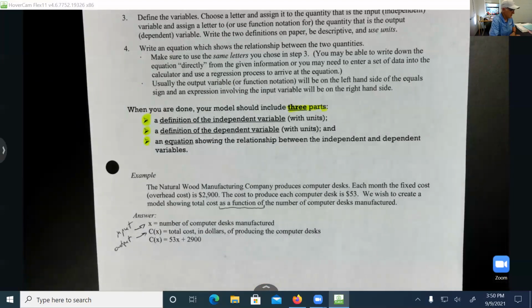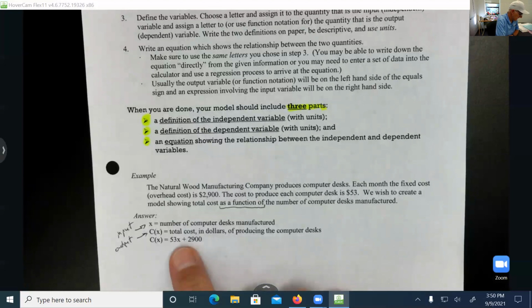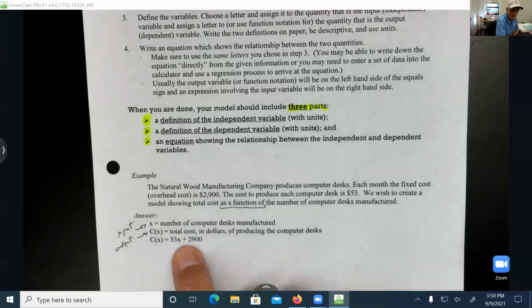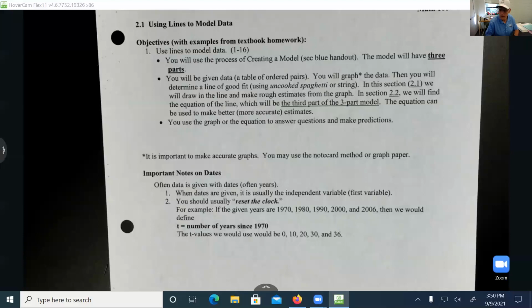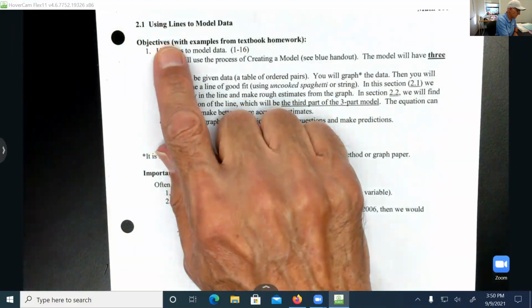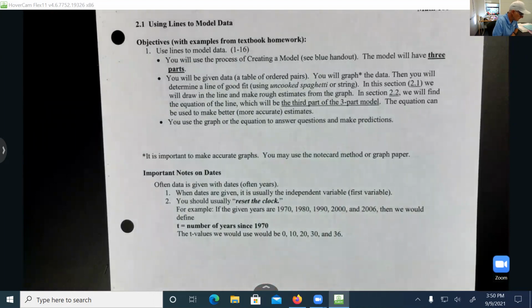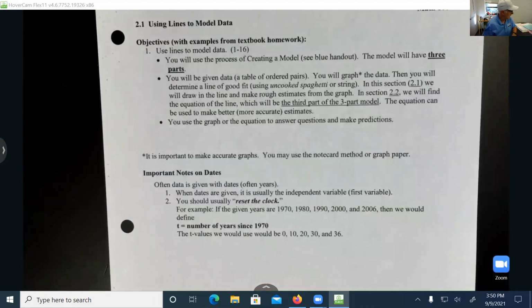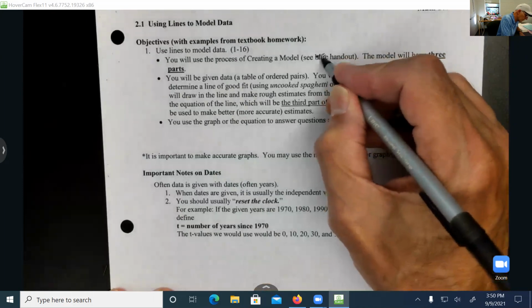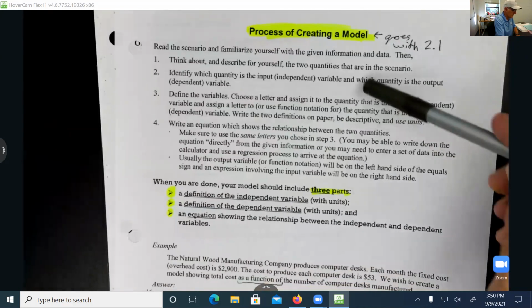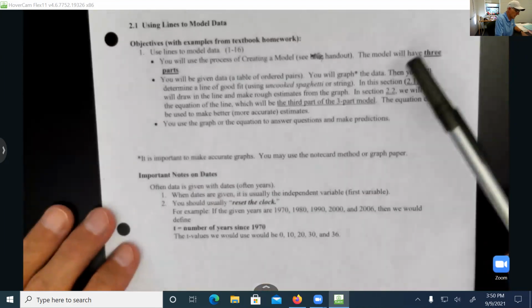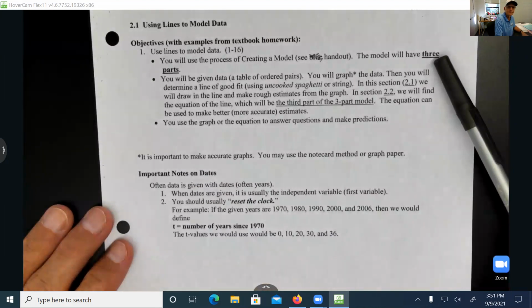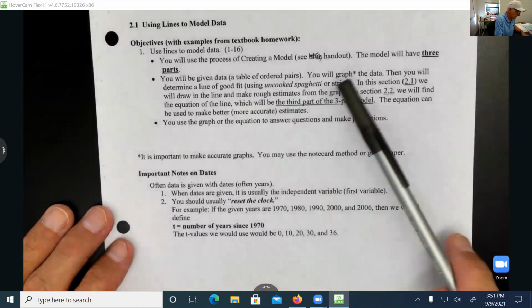So this is kind of an introduction to chapter 2. Now, I will say that here in 2.1, we are not going to be having the equation, but right away in section 2.2, we will be getting the equation. Now, if we turn to our 2.1 handout, using lines to model data, we will use the process of creating a model. Now, this did not get photocopied on blue paper this year, so we'll cross out blue. It's this handout right here. And the model is always going to have 3 parts. We're going to be given a table of data. You're going to be making a graph.